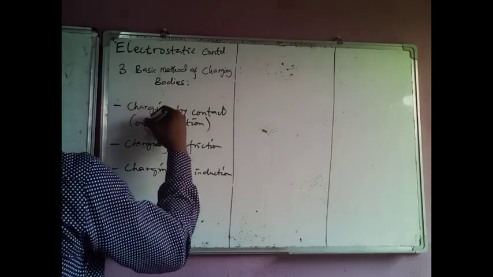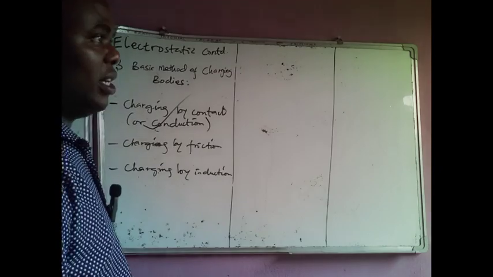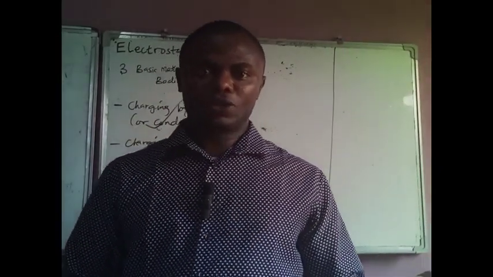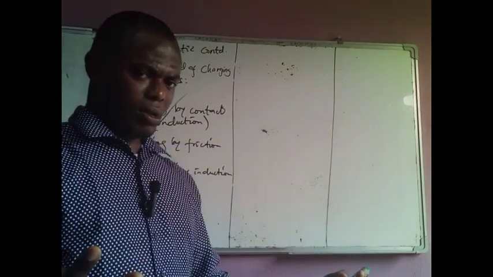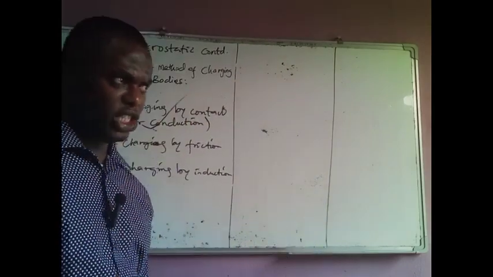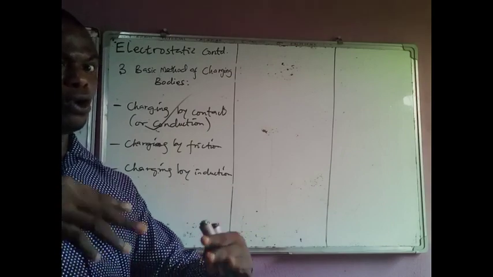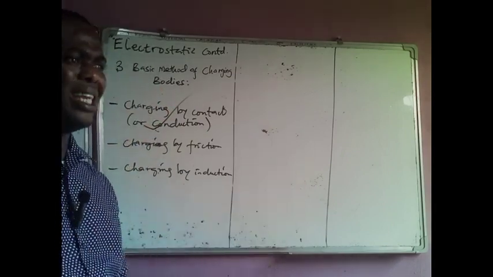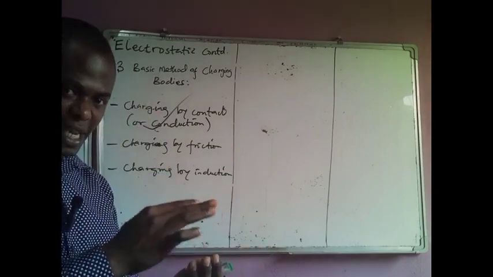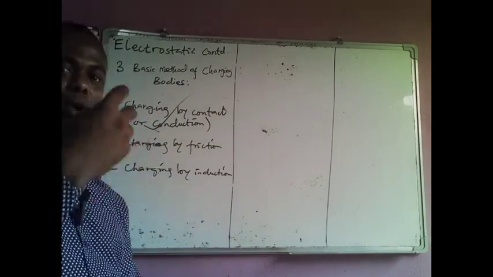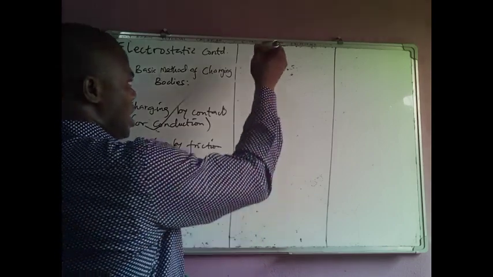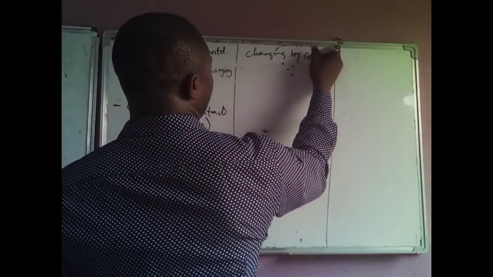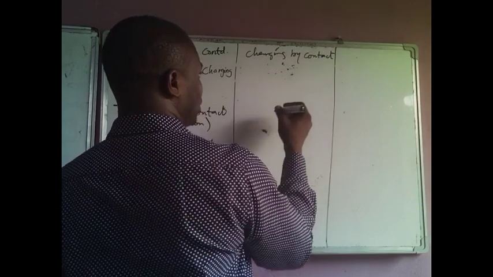Let's start with the very first one, charging by contact. Charging by contact is no other thing than bringing a body to be charged, that is a body of unknown polarity, a body that has not been charged before, into direct contact with an already charged body. Charging by contact, or what you call conduction.